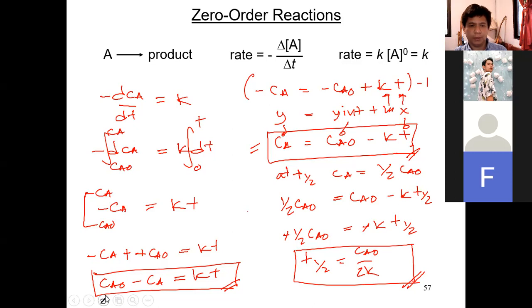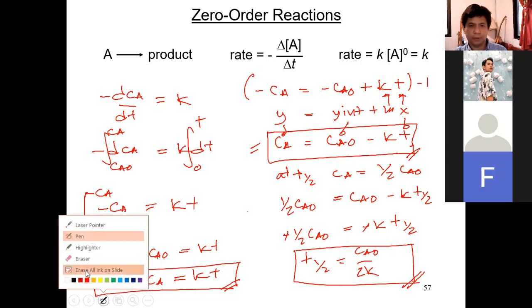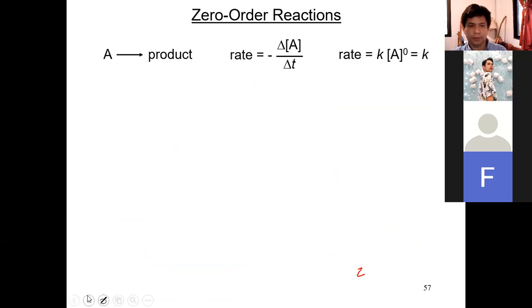Okay, so let me clear this up. Tapos, yung sa PowerPoint. So, anong unit ng K pag zero order? Siyempre, ito, 1 lang naman yan, walang unit. So, molarity per second lang pag zero order ang unit ng K. Question?